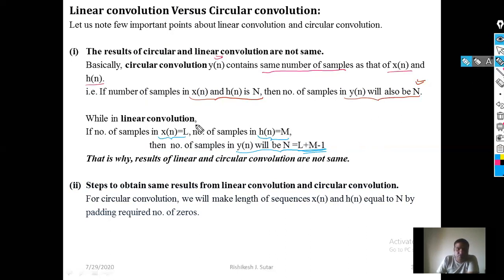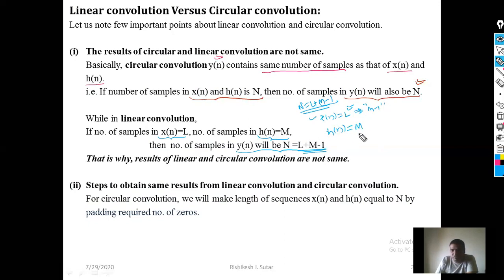Okay. And suppose in circular convolution, this x of n has L samples and h of n has M samples, then I have to convert these L samples into N. And what is N? N is equal to L plus M minus 1. So it has already L samples, so I have to add M minus 1 samples to this x of n.